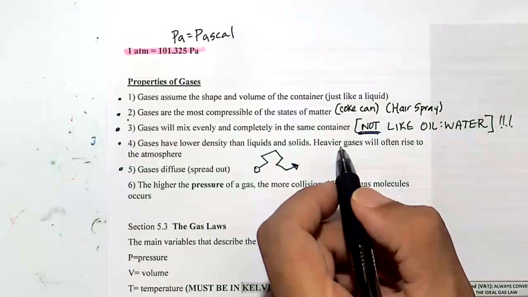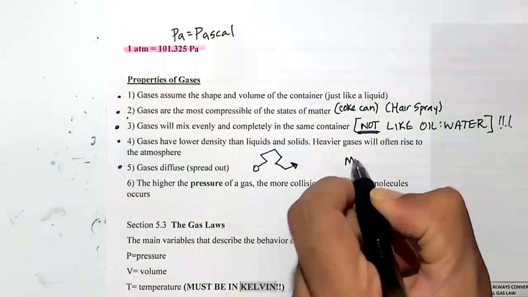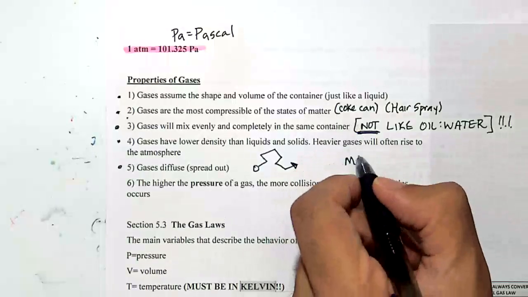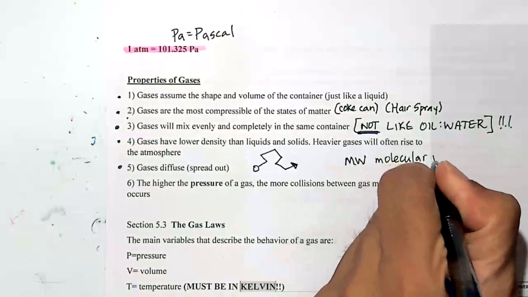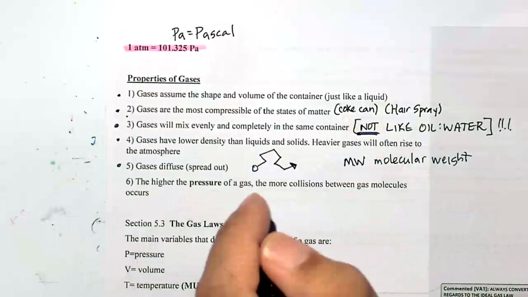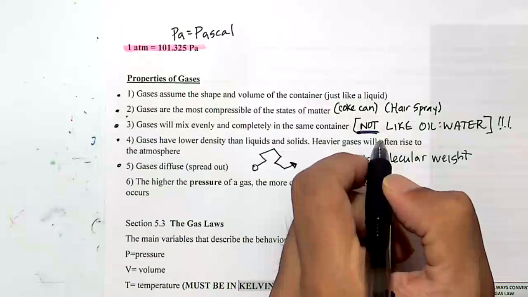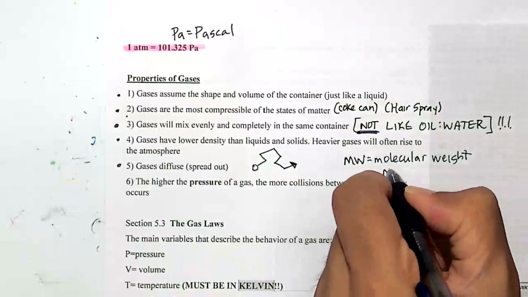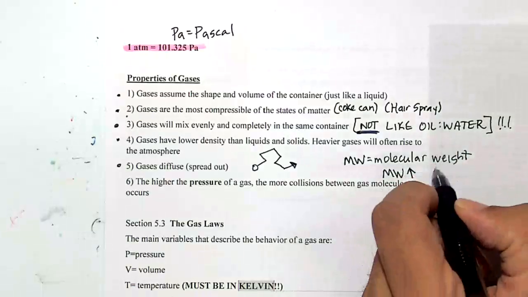What do you think influences diffusion rate? What influences the diffusion rate is the molecular weight. What influences the rate of diffusion is how big the molecule is. That's the molecular weight. The higher the molecular weight, the bigger the mass of the gas, the speed of the gas goes down. Heavy gases diffuse slowly.